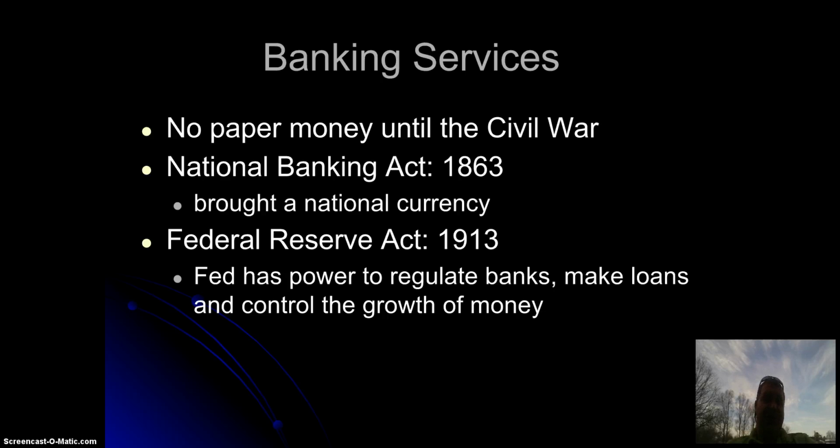Banking services: there was no paper money until the Civil War. The National Banking Act of 1863 brought a national currency, because before this time period it was more important to be part of a state than of the federal government. The Civil War changed all that for us, so we decided to go to a national currency. Before that, you can find North Carolina money, Virginia money, and these are what you can usually find in old antique shops, and some of you might have some of this stuff at your house.